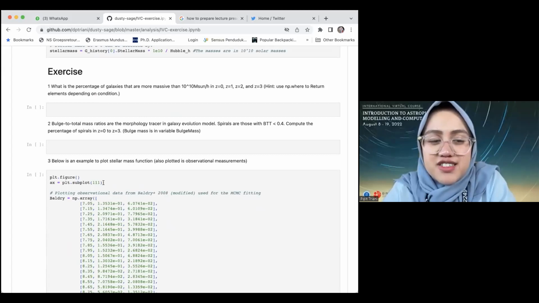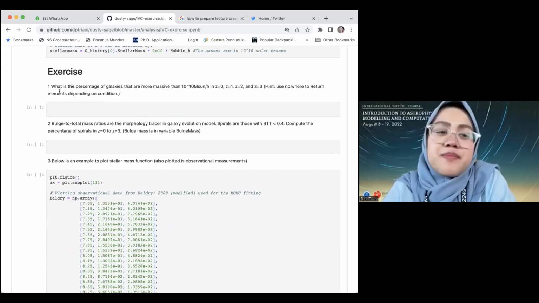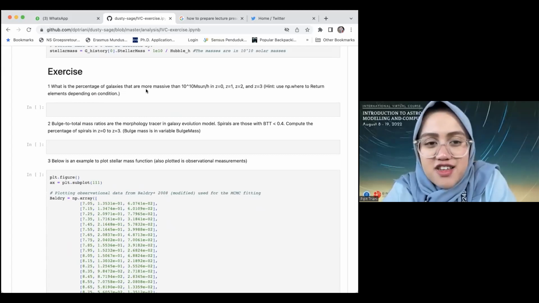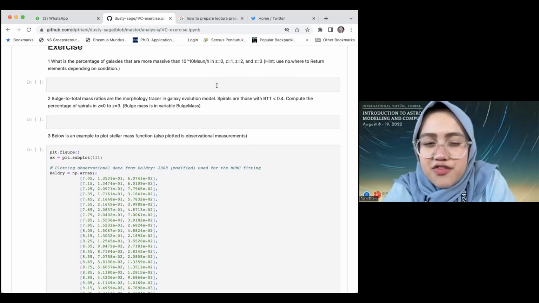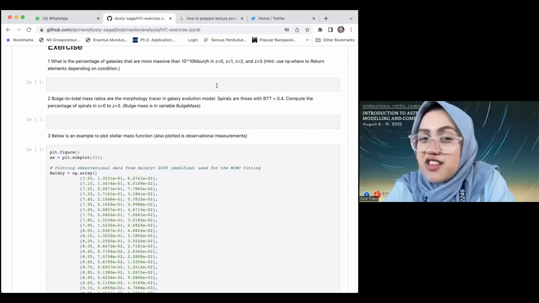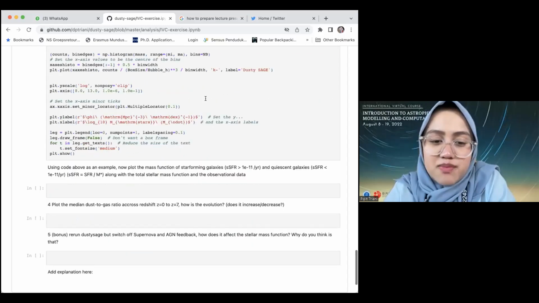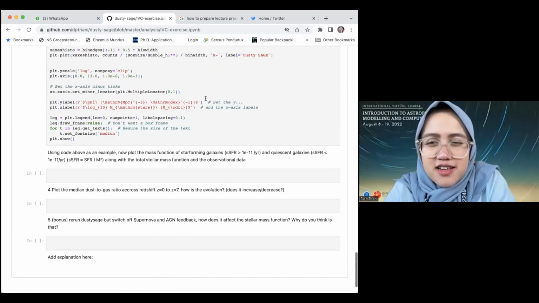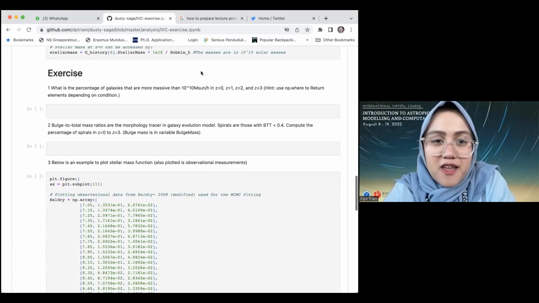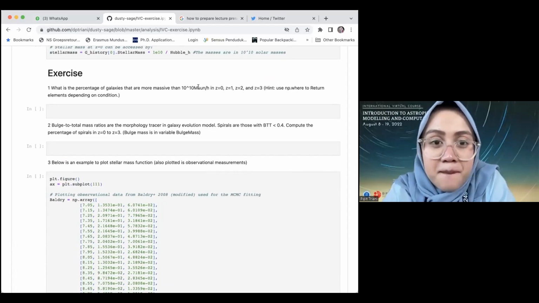So there is an exercise here. For example, number 1 is, what is the percentage of galaxies that are more massive than 10 to the 7 solar masses? And if you're familiar with Python, good. If not, then you can always ask questions. I will be here until 2 p.m., so you can always ask questions. You can chat me.